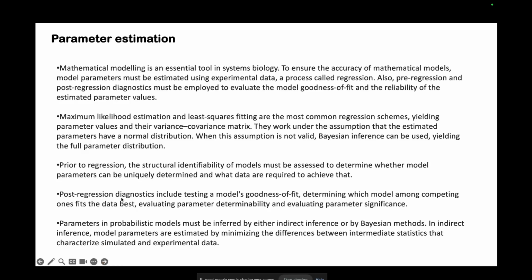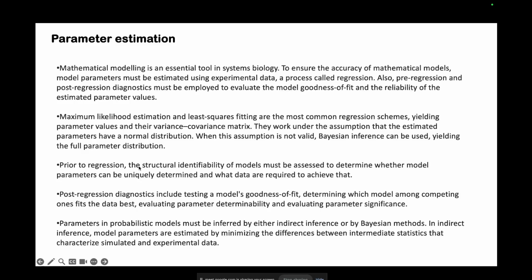The techniques are there. One of them is known as MLE, or maximum likelihood estimation. There's another called least squares fitting. These are the most common regression techniques, and they yield parameter values, and also their variance covariance matrices. And there are a lot of assumptions that go into finding these particular parameters. Some assumptions may be that your parameters are coming from a normal distribution, or whatever. There are a lot of assumptions that you can make to make your life a little bit easier and estimate the parameter. Right. Okay.